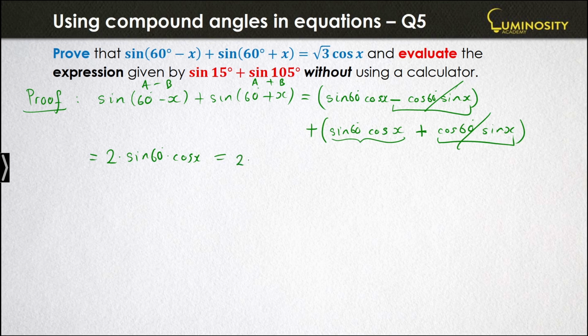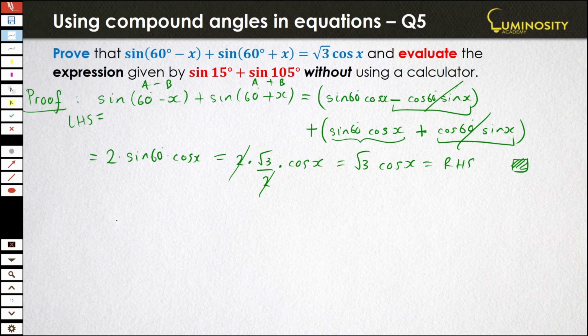But sine of 60 degrees is a special angle. It's root 3 over 2. So you have 2 times root 3 over 2 times cos x. The 2's will divide into each other, and you're left with root 3 times cos x. Okay, and that is the right-hand side. So you've proven that the left-hand side is equal to the right-hand side.